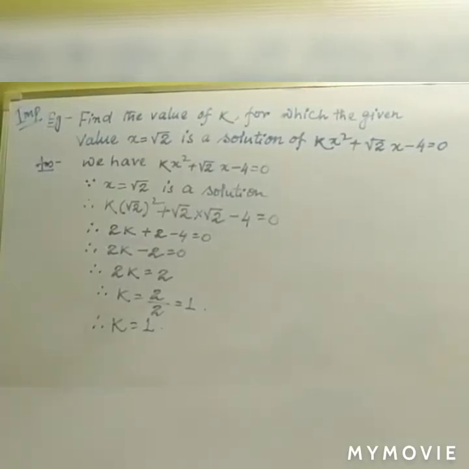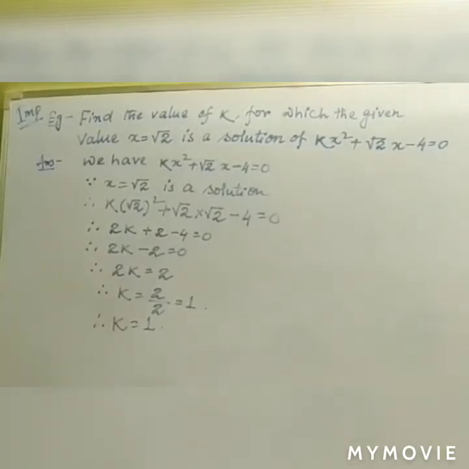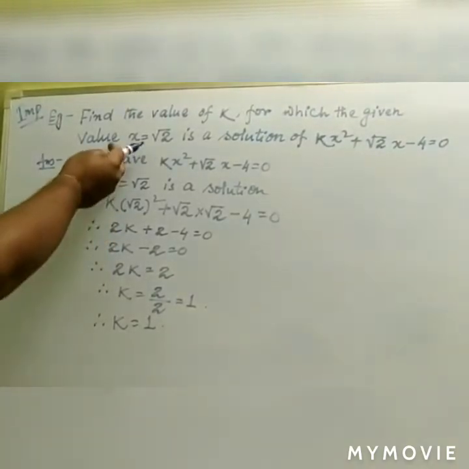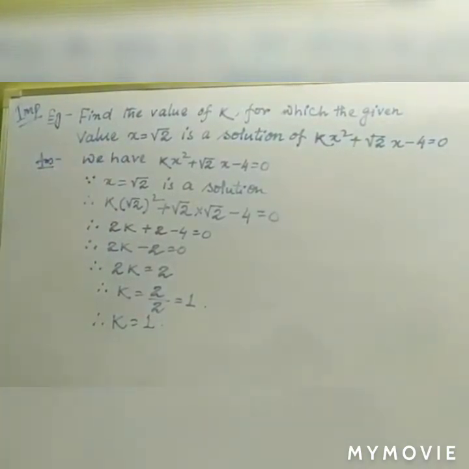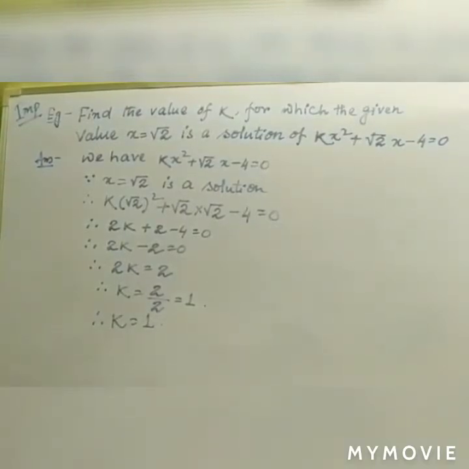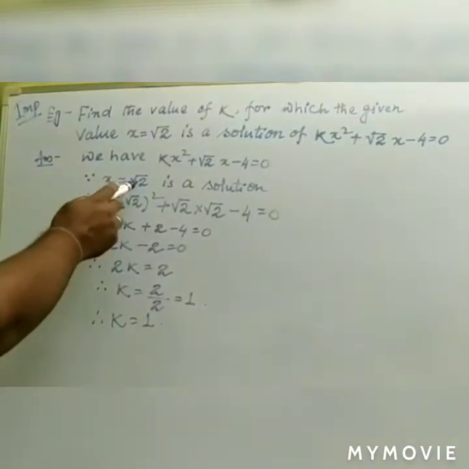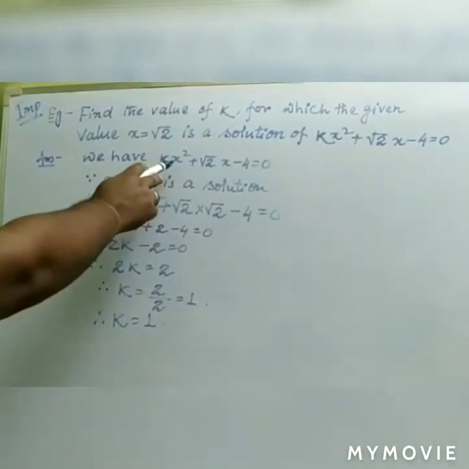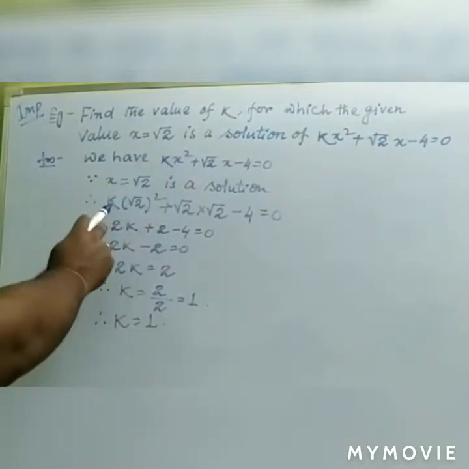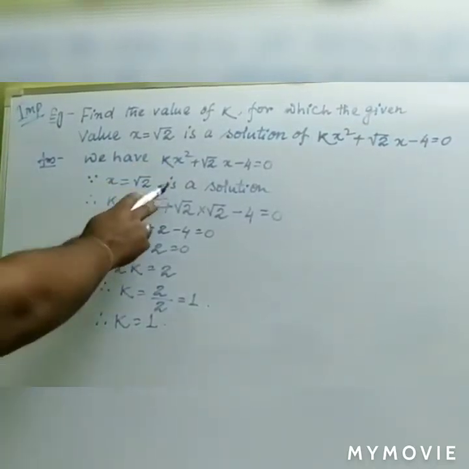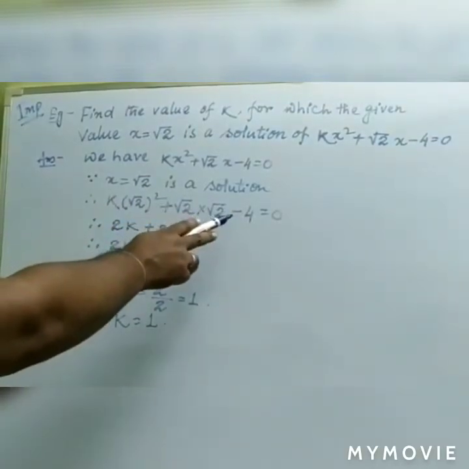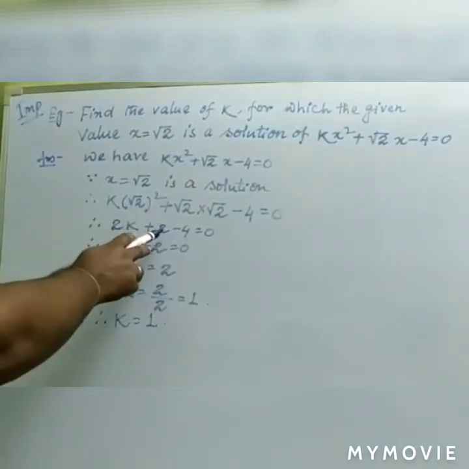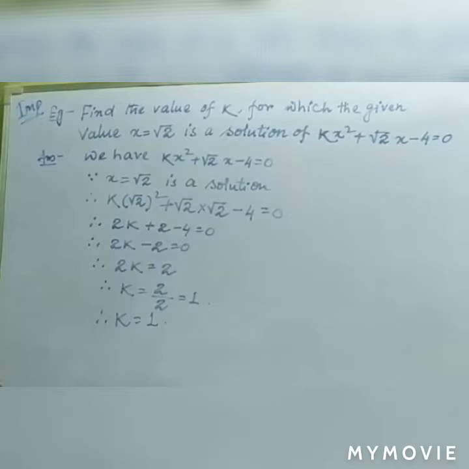We have kx square plus root 2x minus 4 equals to 0, the given quadratic equation. And it has also been given that x equals to root 2 is a solution of the quadratic equation. Therefore, by applying the value x equals to root 2, this equation will be satisfied. So in place of x we will put root 2. Therefore k into root 2 whole square plus root 2 into root 2 minus 4 equals to 0. Root 2 square gives 2. So 2k plus root 2 into root 2 gives 2, minus 4 equals to 0.